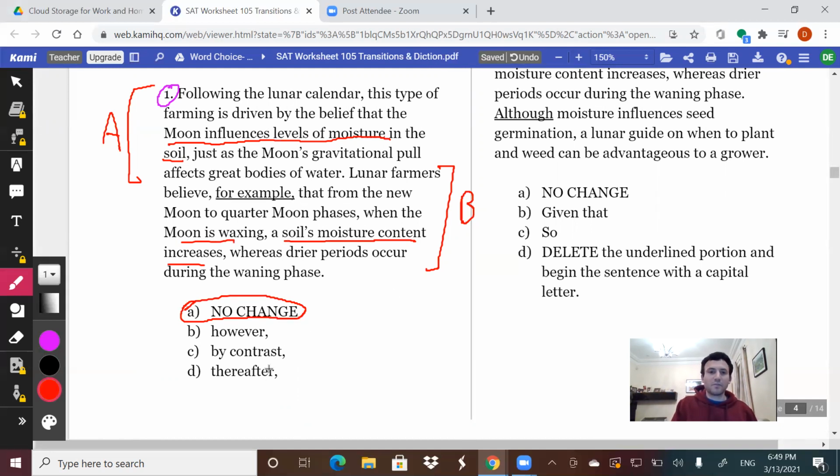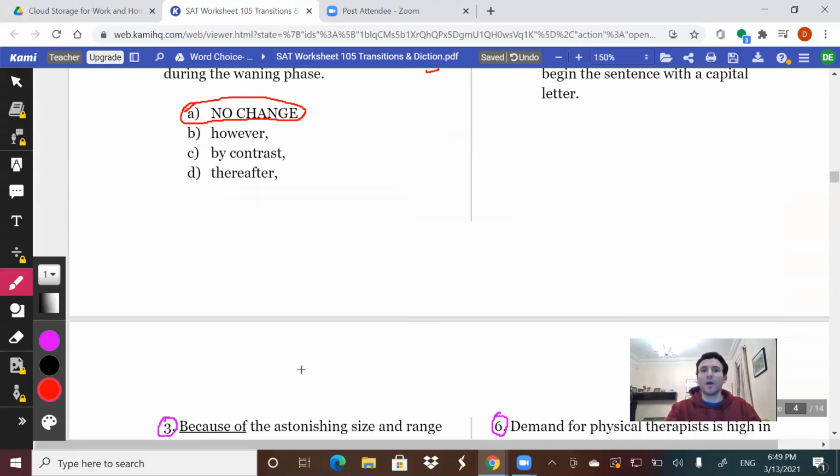And again, you just want to make sure you know these words. So look up anything you don't. You know, thereafter is sequence of events, comes after something. Contrast, there has to be some type of comparison, however, is some type of contradiction.